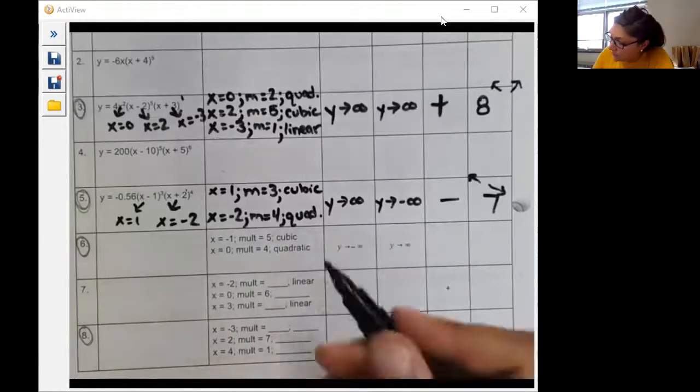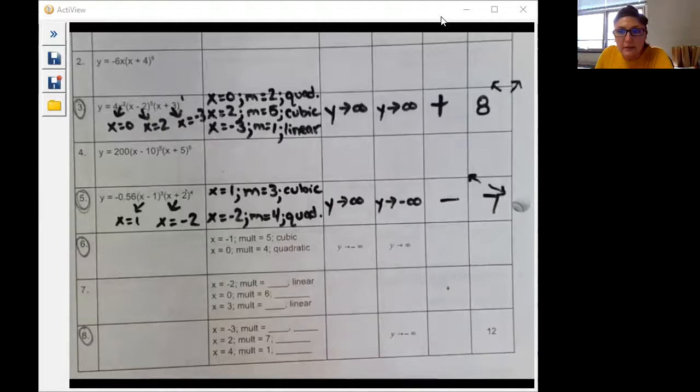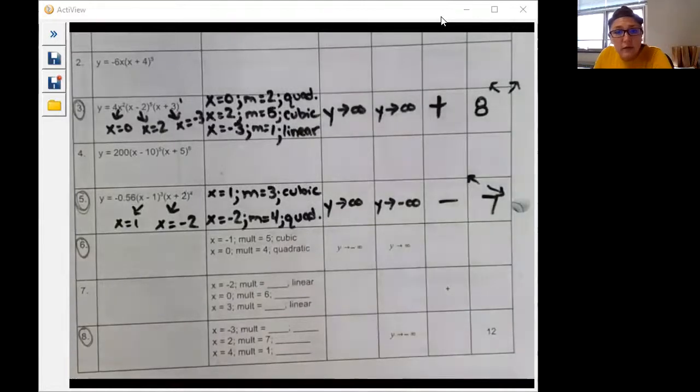For number 6, I know all the stuff I need to know about those x-intercepts. If I know stuff about the x-intercepts, then I can write a function. We did that 2 days ago, right? That's what we practiced in class. I had the graph, we picked out the x-intercepts, and we wrote a function. Or I had that list of x-intercepts and we used it to write a function. So we're going to do exactly the same thing here.